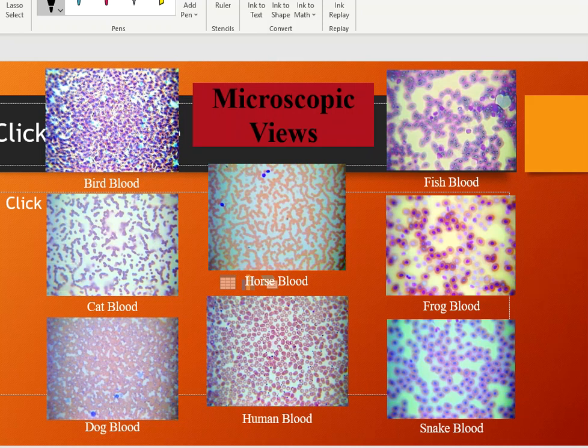So maybe one of the test questions that you might see with this course are different pictures of different blood cells that are looked at under a microscope like this one here that you're seeing now. And I will ask you to pick out the one that represents the human blood. You can see that it fills up the majority of the screen.